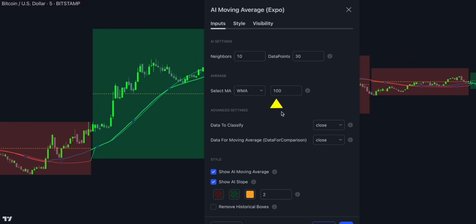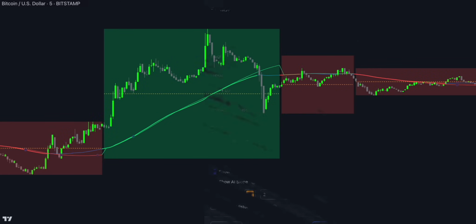The AI moving average works in the following way. When the price is closed above the MAs and the lines are green, the market is in an uptrend. On the other hand, when the price is below the MAs and the lines are red, the market is in a downtrend. The blue line indicates a sideways trend.